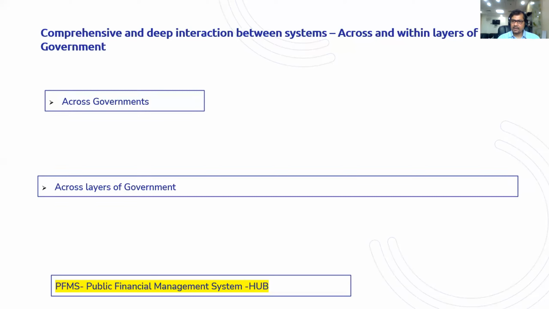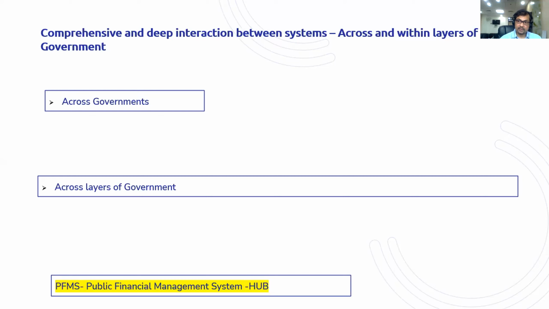So before that, many systems had already been built. What PFMS has done is integrate itself as a hub and spoke architecture with all those systems, and it is ensuring very efficient data exchange through various protocols for supporting the public service delivery.